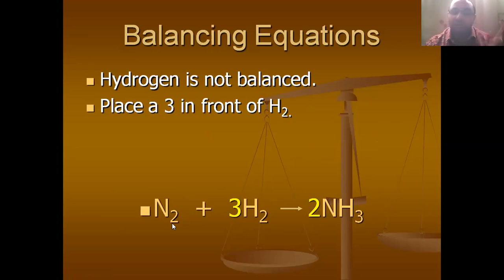We have 2 nitrogen on the left side and we have 2 nitrogen on the right side. 3 times 2 hydrogen means 6 hydrogen. On the right side, 2 times 3 hydrogen means 6 hydrogen as well. Now this is a balanced equation. Let's move to the next example.